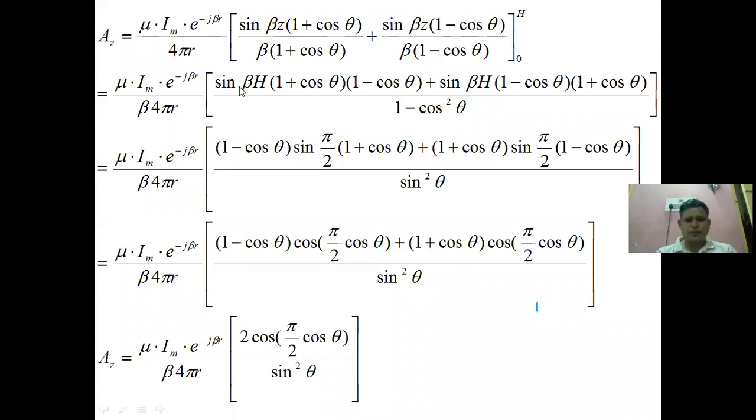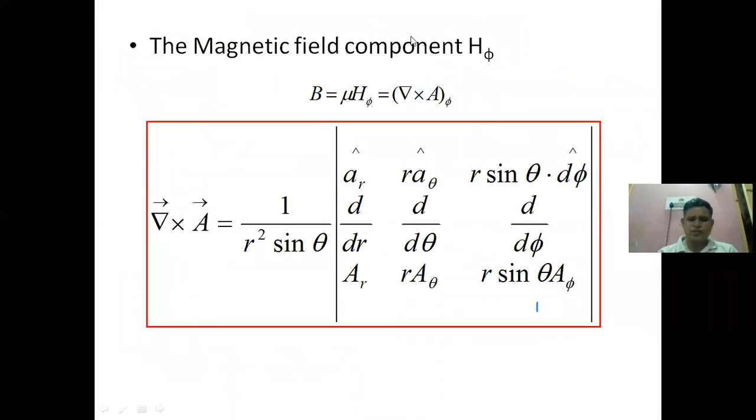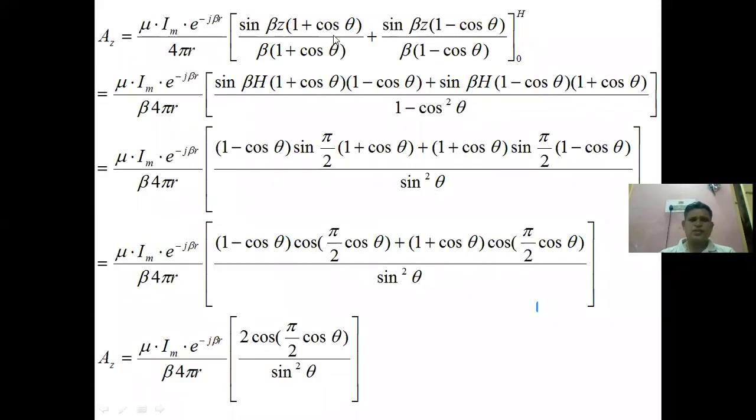Here, in place of z, sin 0 is equal to 0, so we are getting only the h term, minus 0, which is 0. Now we get βh in place of z. What is the value of βh? Just now we computed, that is π by 2. Now you can write this: 1 minus cos θ into sin π by 2.